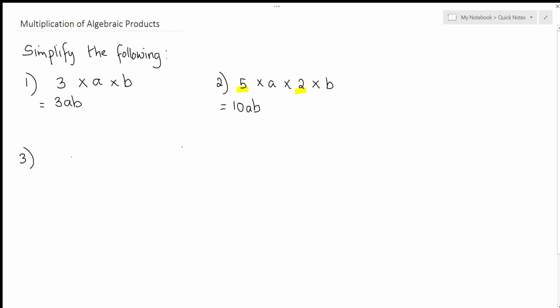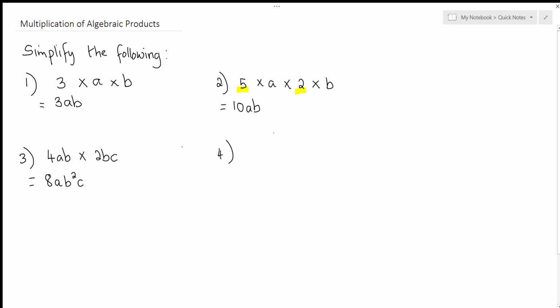Okay, now let's go on and look at another example. So if we had an example like 4AB times 2BC, right? So here we would start with 4 times 2, and 4 times 2 is 8. Then we'd look at A, and is there another A? No, so we'd write A. B times B, so there are two B's here, so that would be B squared, and then C.